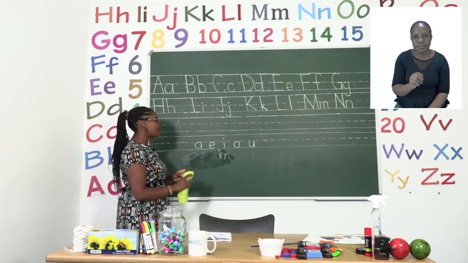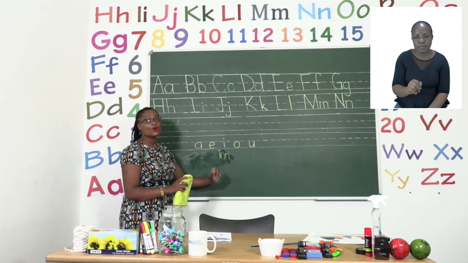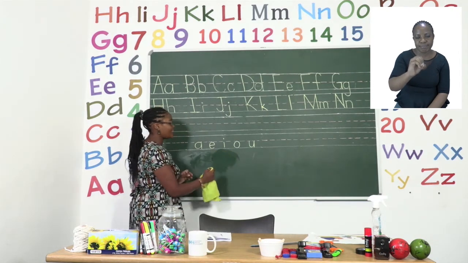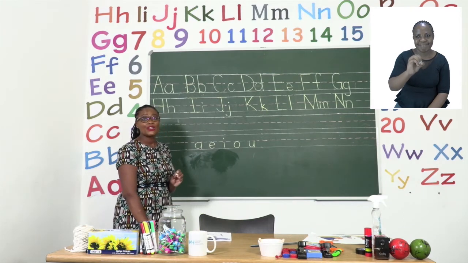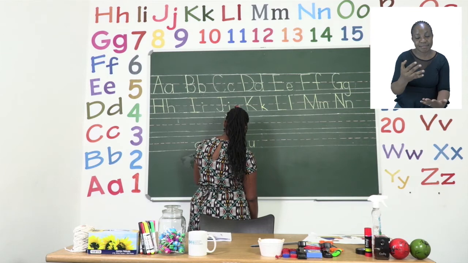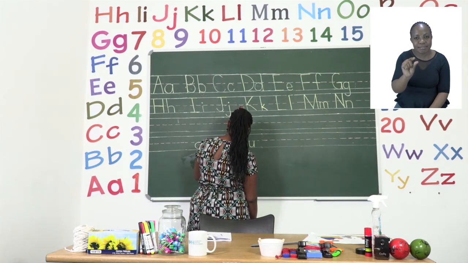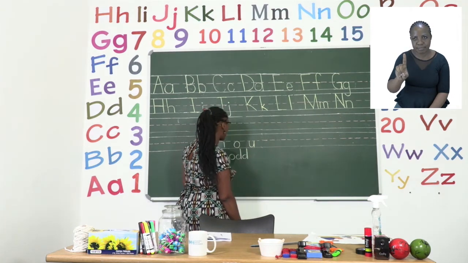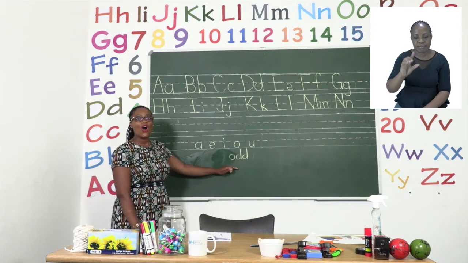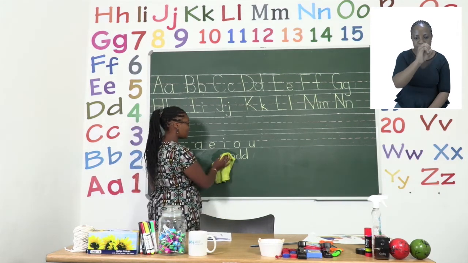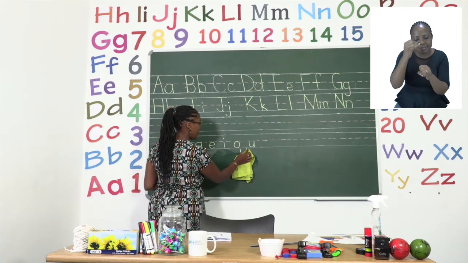Then we are going to find a 3-letter word for O, and I have the perfect one. We are going to write the word odd. So we put our odd, which has double D. Odd. Very good.